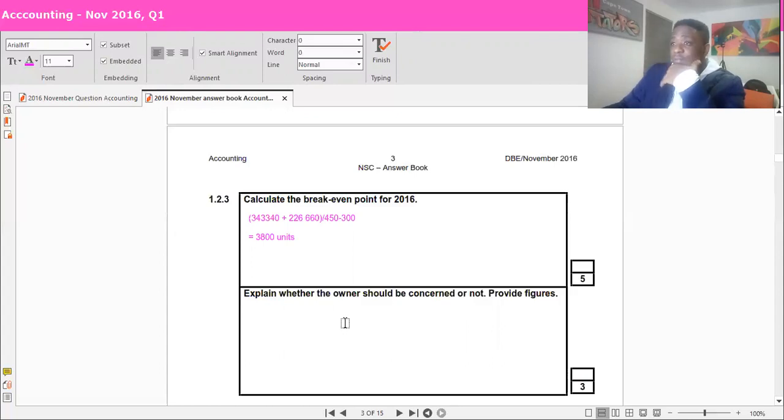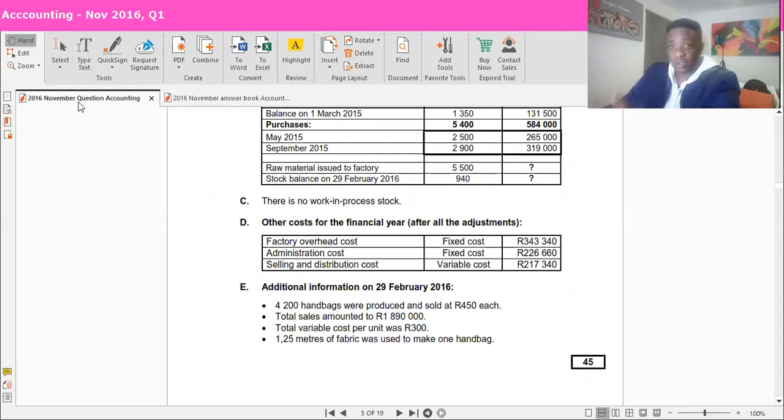That's simple enough. And then it says, explain whether the owner should be concerned or not, and to provide figures. This is also one of those subjective questions where you can say yes or you can say no, as long as you are able to support your answer. So we know what a break-even point calculates. It calculates a level of production at which the business is not making a profit and is not making a loss. It is just making zero.